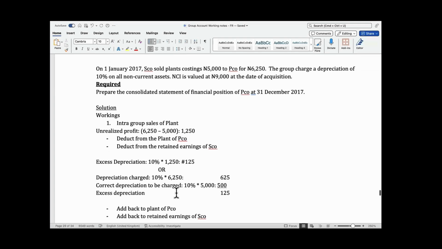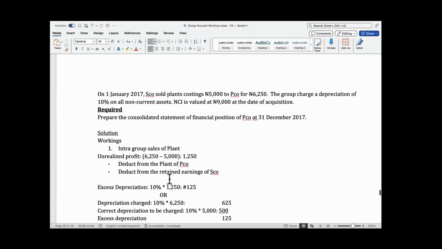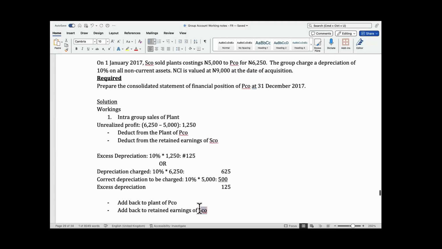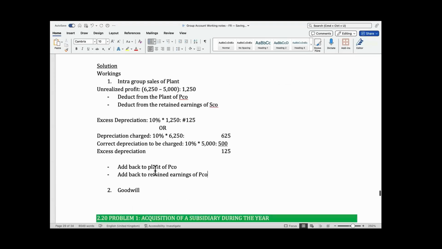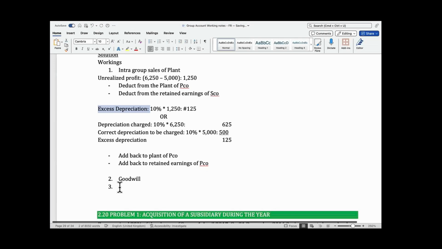So who is with the asset now? Is it Pico, Abi? Yes, so it's Pico that is charging depreciation. It's not actually profit though, it's excess depreciation. That's what I want to say, because ESCO does not have any business with that asset again. Yes, he has sold it.